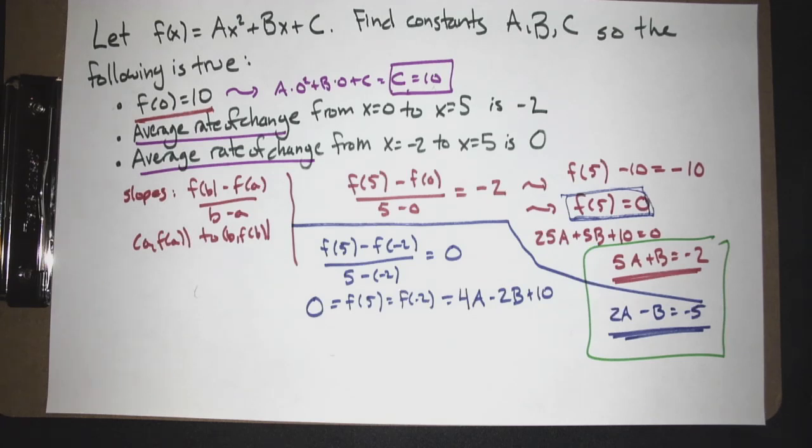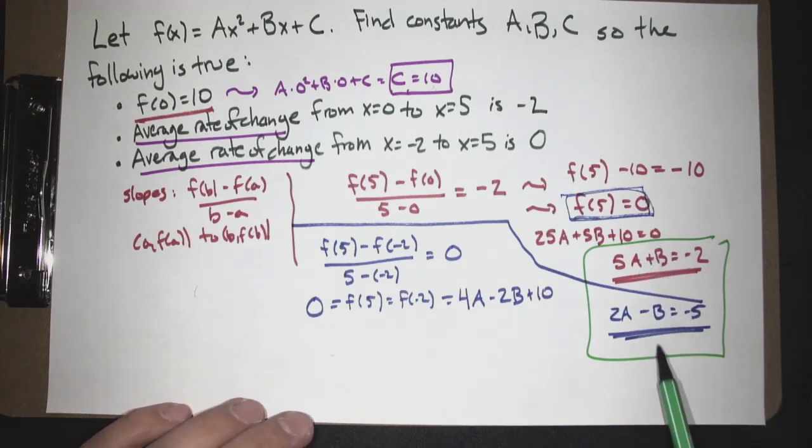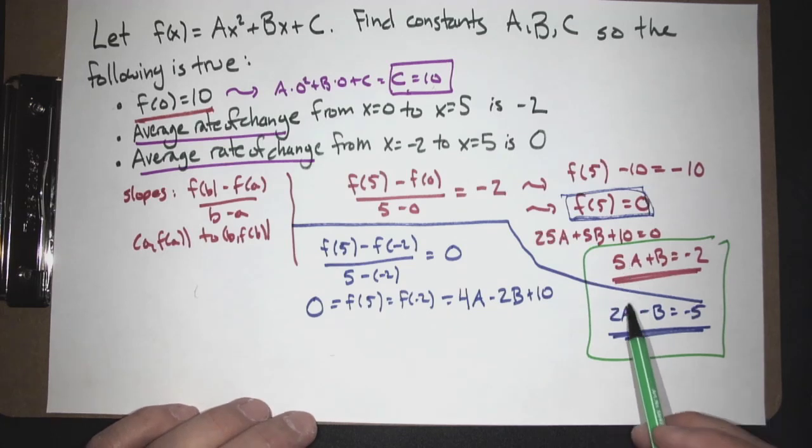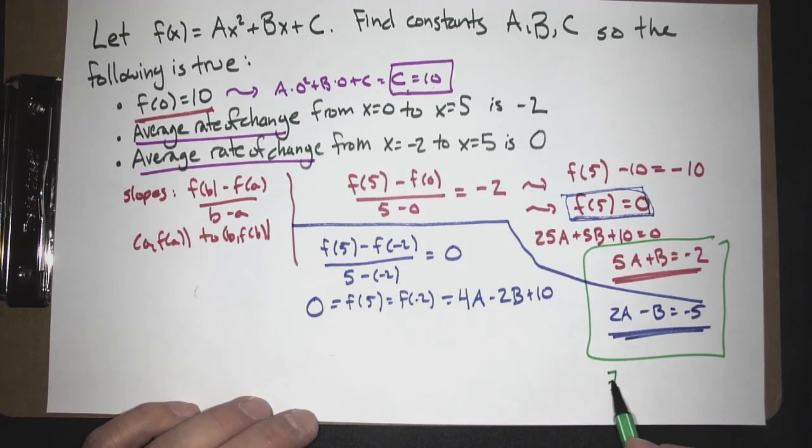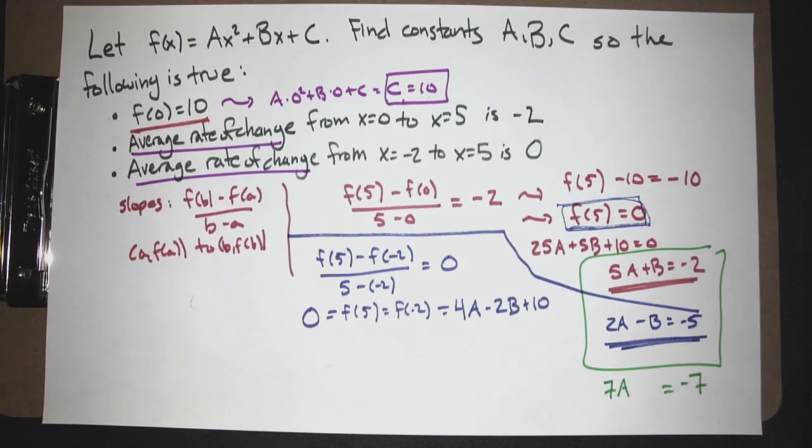So, can we knock out a variable? And if so, how? Combine by adding them together. So we'll add the left-hand sides together. 5a plus 2a, 7a. b and minus b? No b. Minus 2 minus 5? Negative 7. So that's one equation with one unknown.